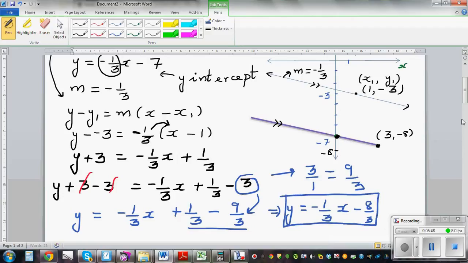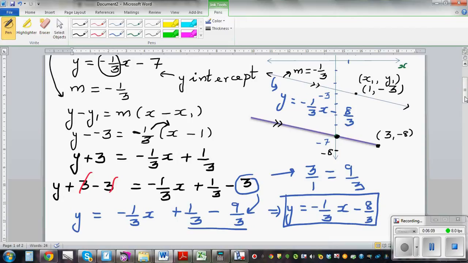The equation of this line is y is equal to negative 1 over 3x take away 8 over 3, or 8 over 3 is 2 and 2/3. Okay, so this is the equation of this line.